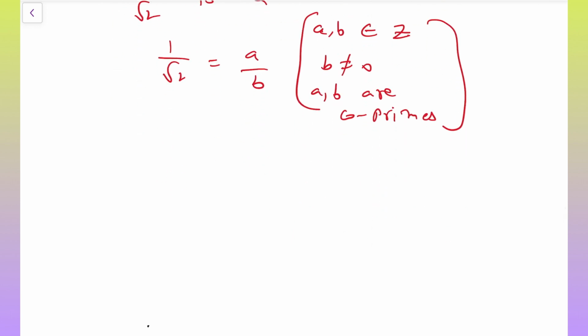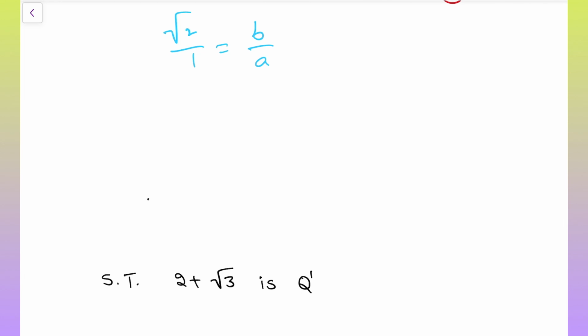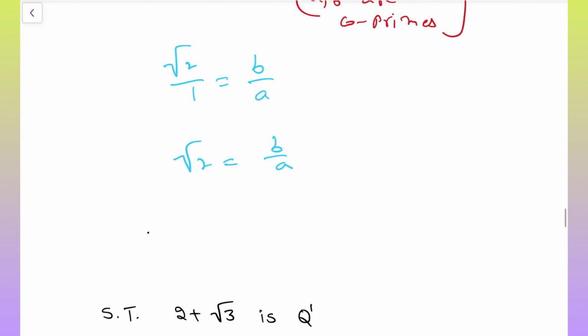Here there is no need of doing any squaring, nothing. Simply reciprocate the total equation. 1 by root 2 will become root 2 by 1. a by b will become b by a. Whenever you are doing a reciprocal, you need to do the complete equation, not only the left side, not only the right side. So now the left side, root 2 by 1 is as usual root 2. So root 2 is equal to b by a. Now go back to the conditions.